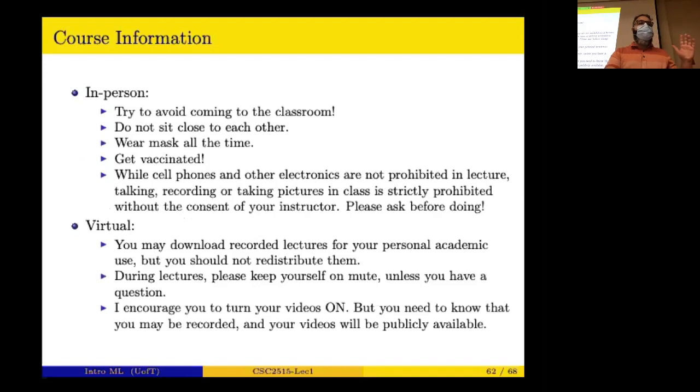So in person, try to avoid sitting close to each other. I guess that's good. Wear a mask all the time, get vaccinated if you haven't already, and if you can. And then the other thing, I noticed that you shouldn't take pictures with a cell phone or something like that, unless you get permission beforehand. But given that everything is already on slides, probably you don't need it. You may download it. I mean, it will be on YouTube probably, but you shouldn't distribute it.